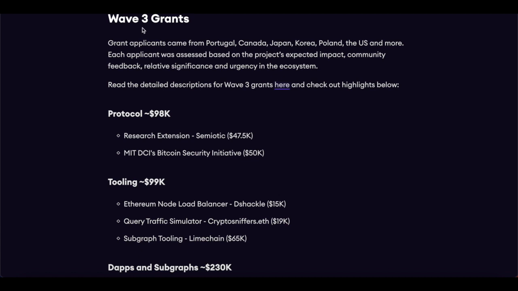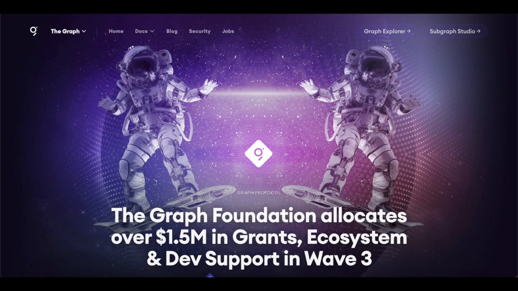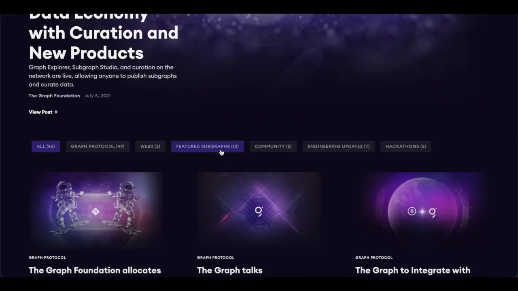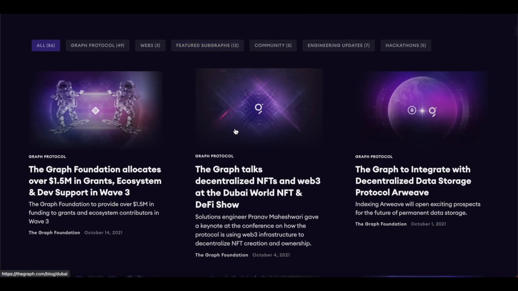Now there's also Wave 3 grants. Great applications came from Portugal, Canada, Japan, Korea, Poland, the US, and more. Each application was assessed based on the project's expected impact, community feedback, relative significance, and urgency in the ecosystem. So that's it in a brief explanation, but we've got other things to go on to as well.